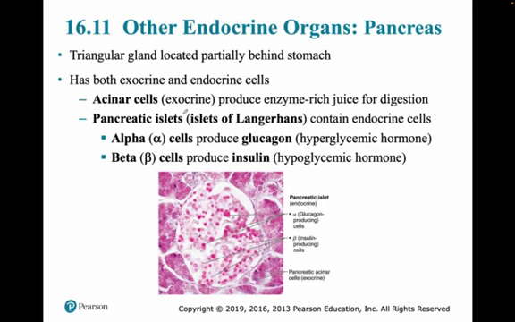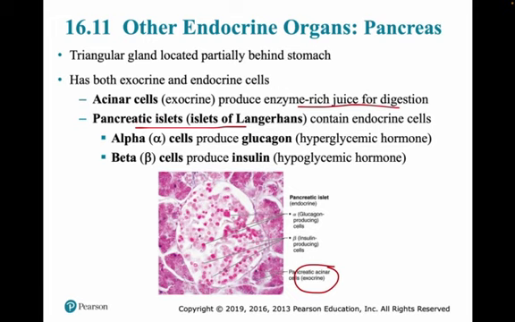So what is the exocrine function? The acinar cells produce an enzyme rich juice that is required for digestion, right? So these are the acinar cells, but you will see this pancreatic islet. Within this islet, also called the islets of Langerhans, are the endocrine cells. You should be able to see the slides in lab. They will have alpha cells as well as beta cells.